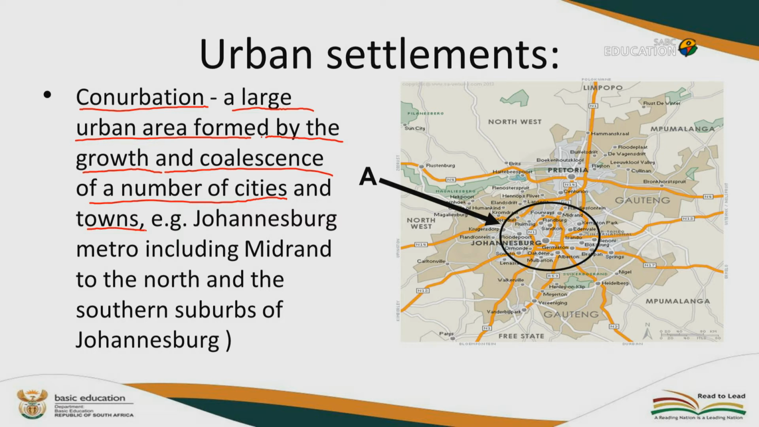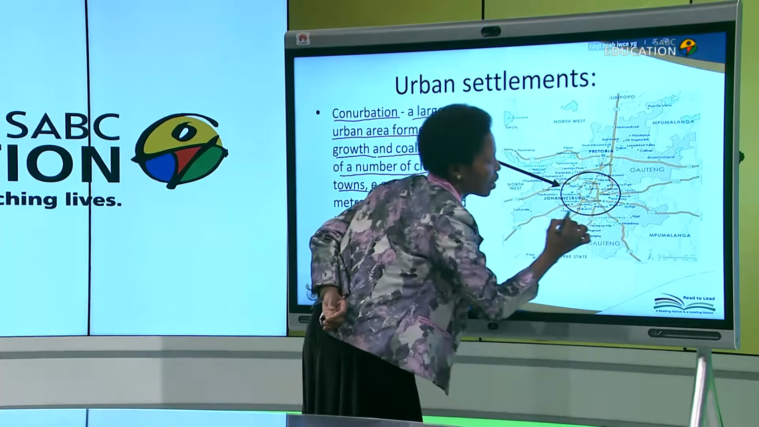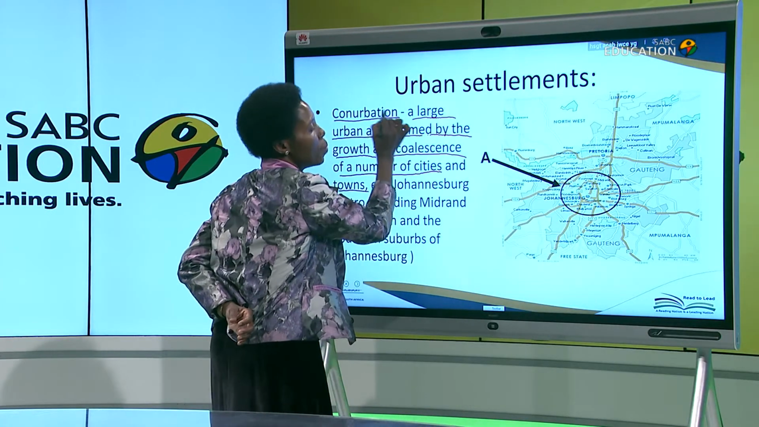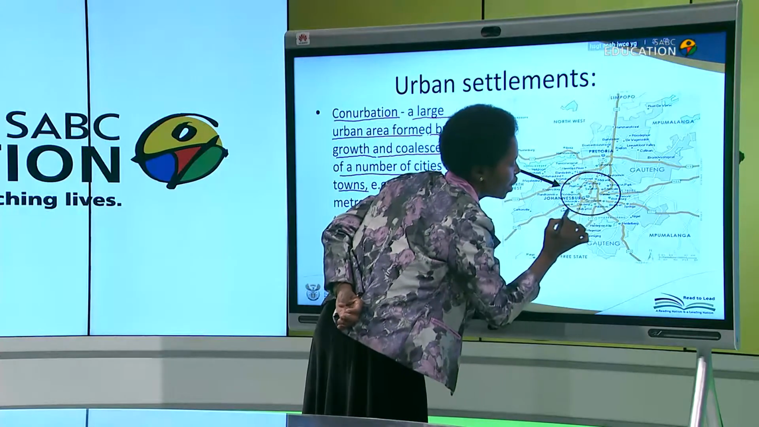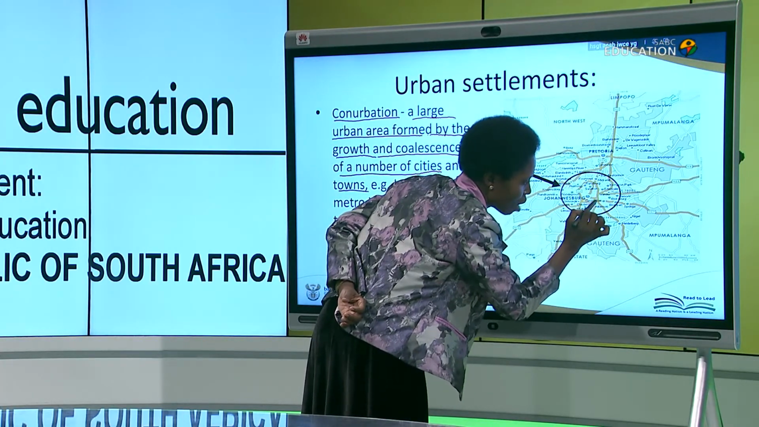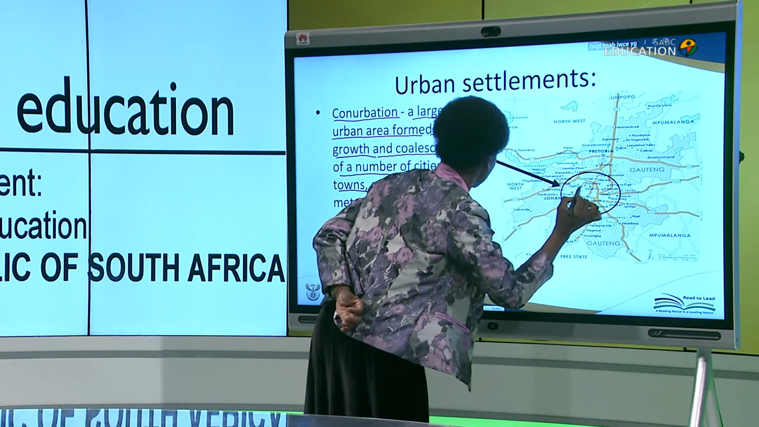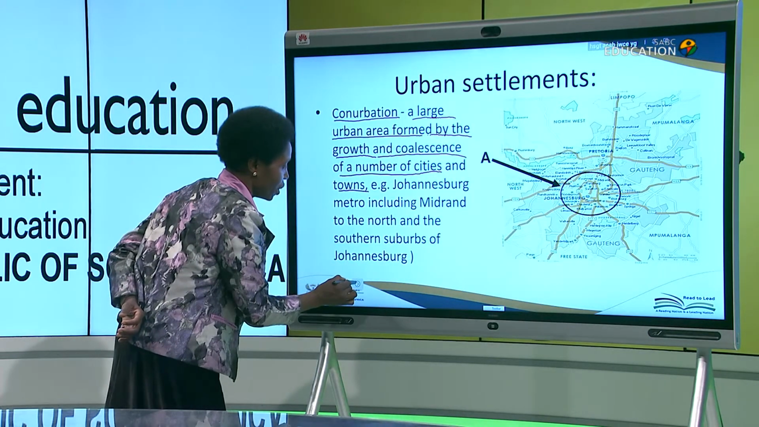So let us look at this letter A. You see the circle that we have here. When we check here, all these places that are here are an example that we have in South Africa of a conurbation, where we have cities and towns that are joined together. So if they ask you what are the things that make up a conurbation in South Africa, you can name these towns and cities that we found in this circle. That's how we explain conurbation.